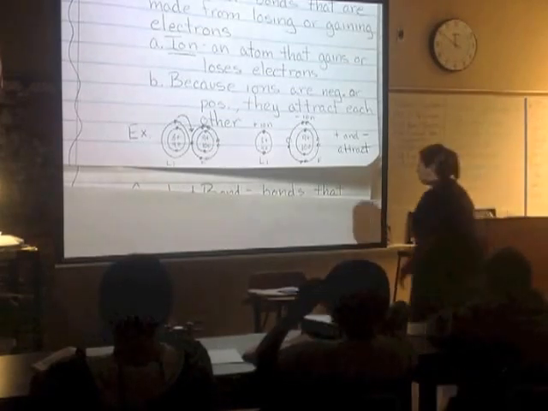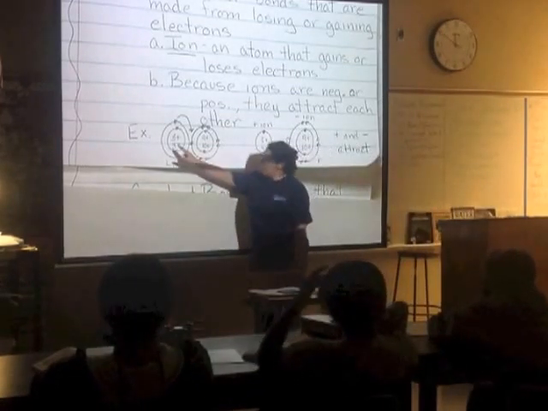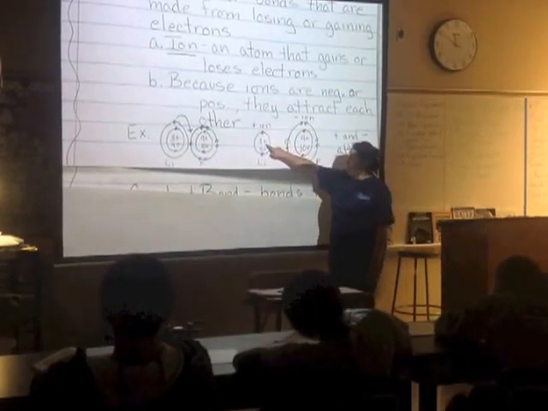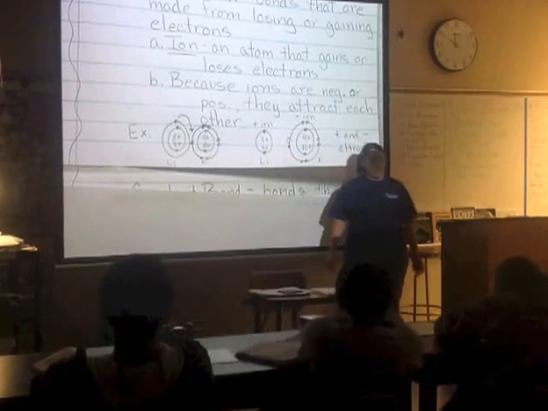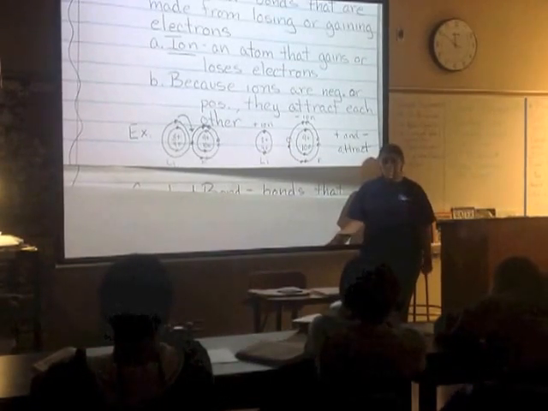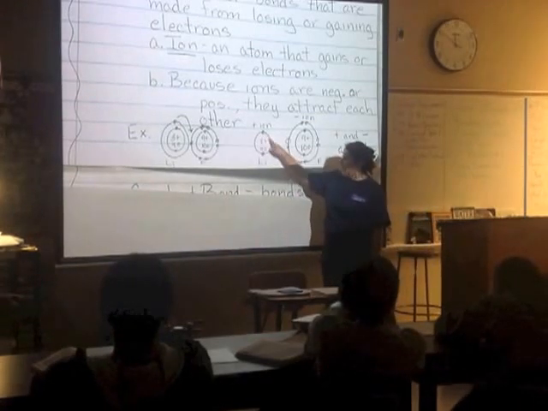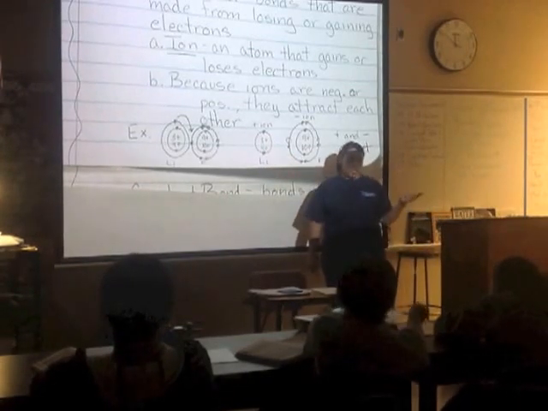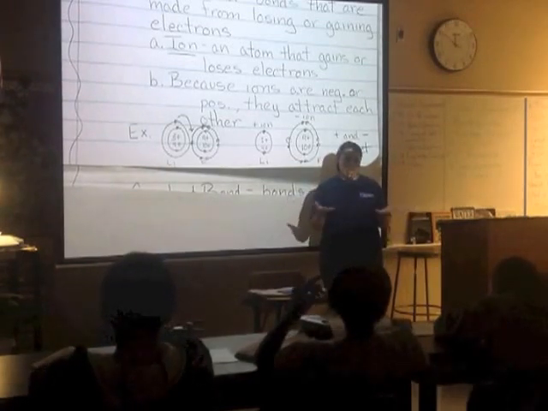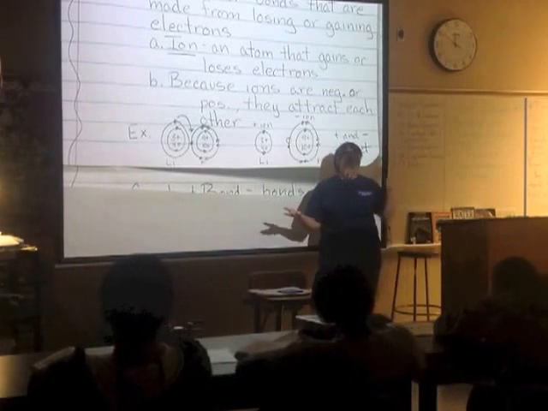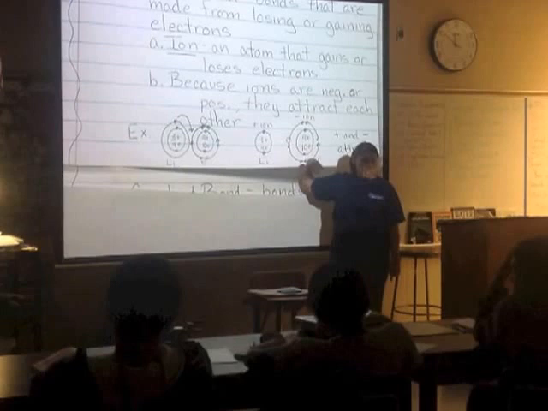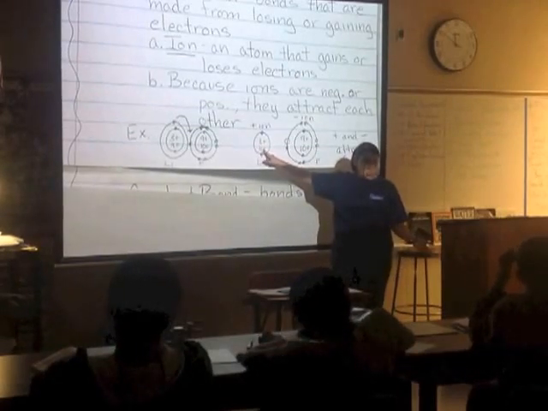Okay? So, if lithium gives up an electron, now it only has 2 electrons and 3 protons. What charge are the electrons? Negative. And what charge are protons? Positive. So it has 3 pluses and 2 minuses. So positive 3 and negative 2. If I add those together, what do I get? A positive 1, right? So that's why it becomes a positive ion. If it loses an electron, it becomes more positive because it has more protons in the middle.